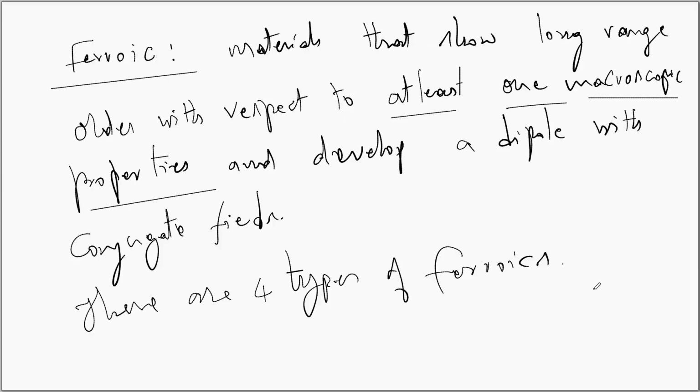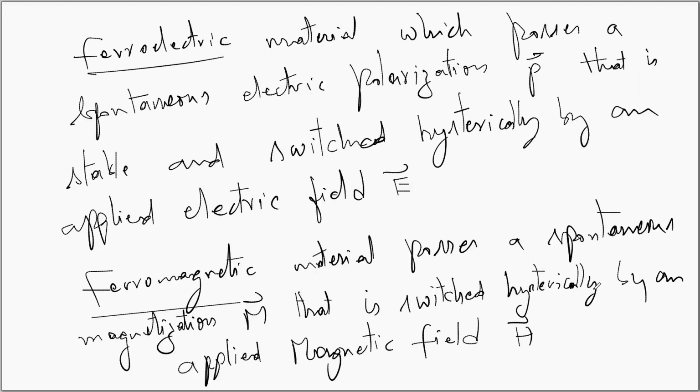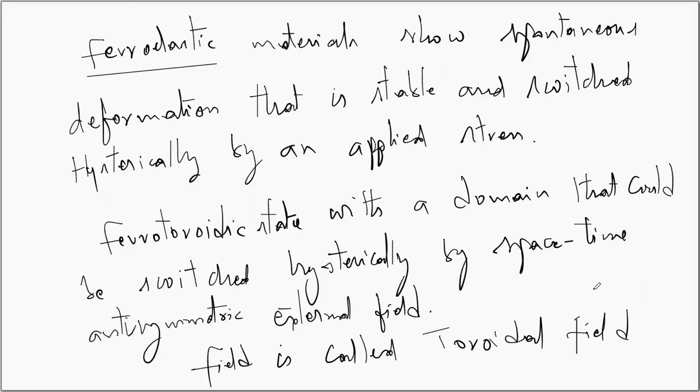We have seen what is a ferroic. We have said that materials that show long range order with respect to at least one macroscopic property and develop a dipole with conjugate fields are known as ferroics. There are four types of ferroics. We have seen the ferroelectric, ferromagnetic, ferroelastic, and ferrotoroidic states of ferroics.